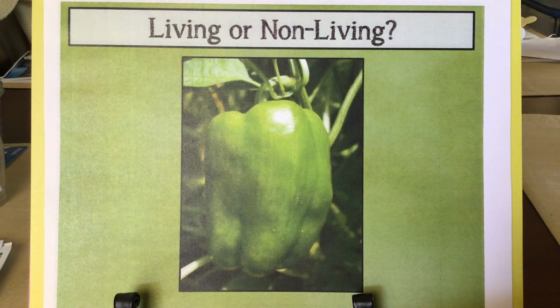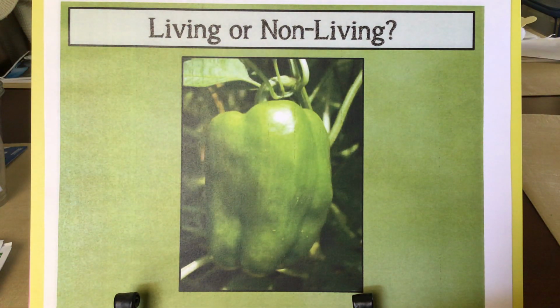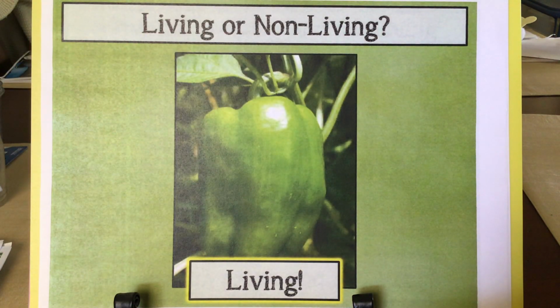All right, so here we have a green pepper, and to me it looks like it is still attached to the vine, so it will still grow. It will still need food from its roots that it gets from the ground and water, so it is living.